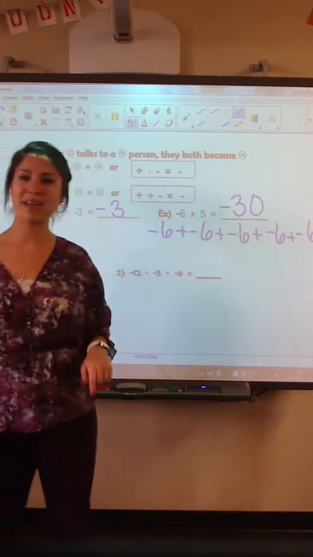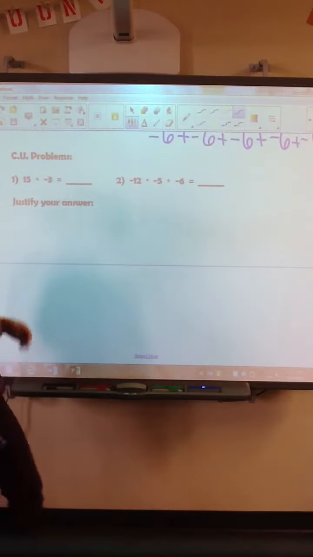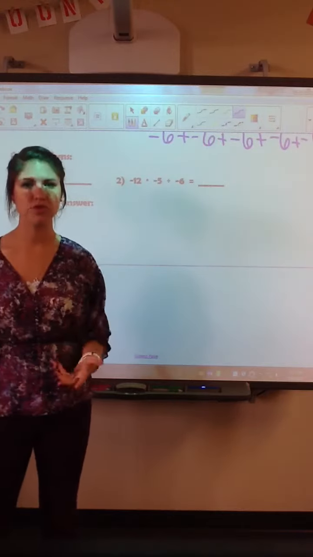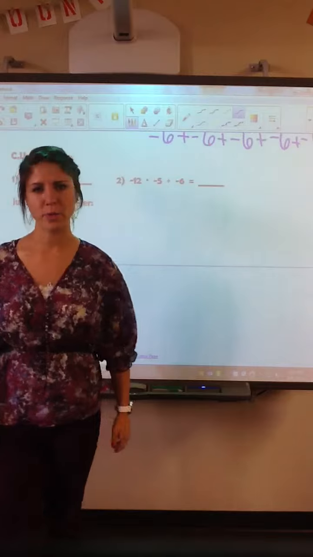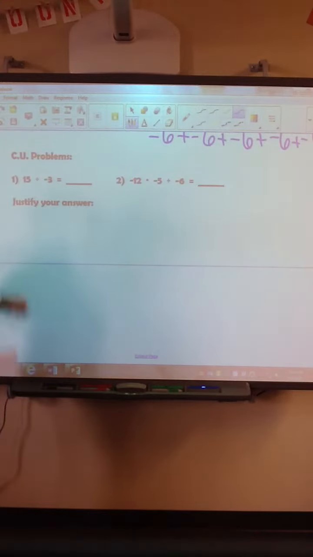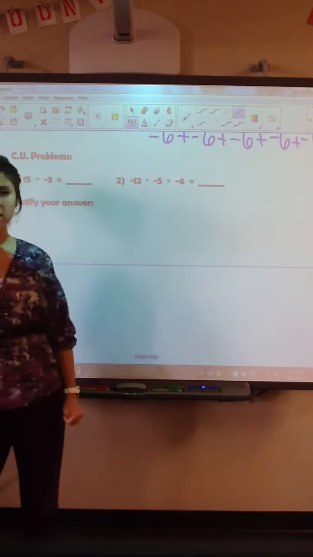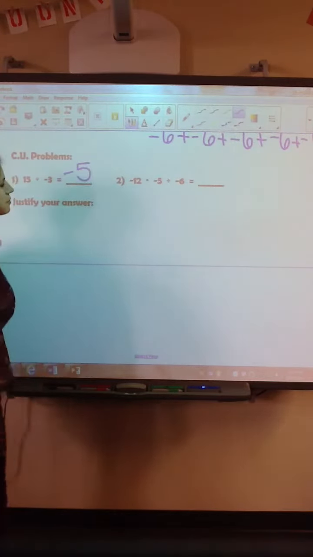Well, it can get a little bit complicated if you have more than just 2 numbers. And so here is an example. Here are your checking for understanding problems. Do these with me. If you'd like to pause the video and try them on your own, then press play and we'll go over them together. So 15 divided by negative 3. When the signs are different, they're going to be negative. So we end up with a negative 5.